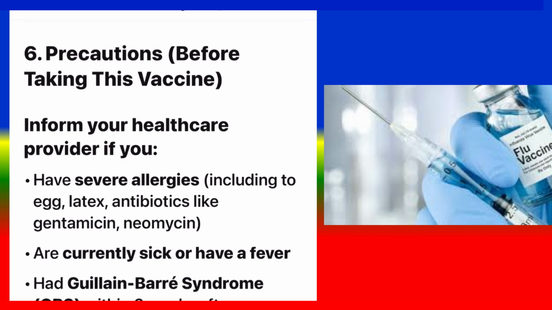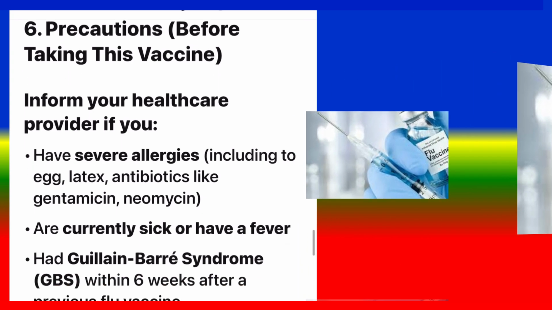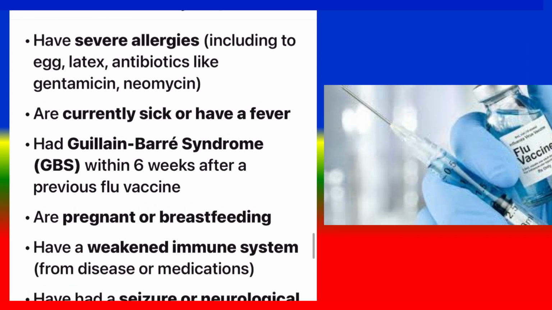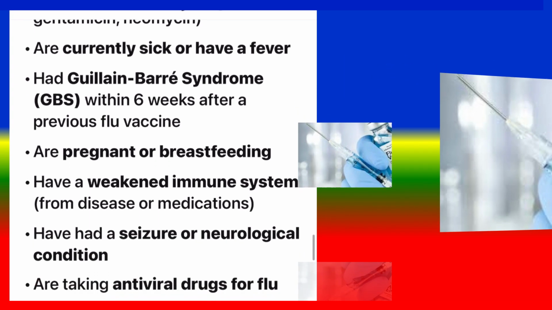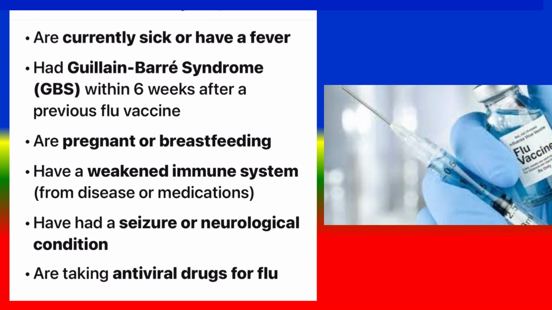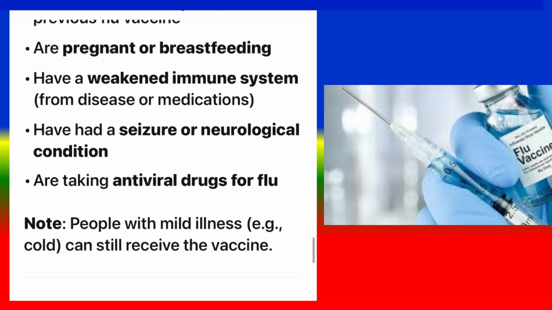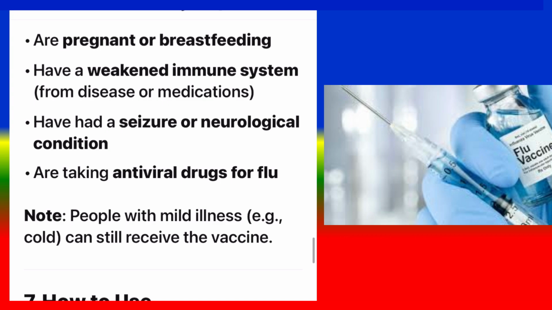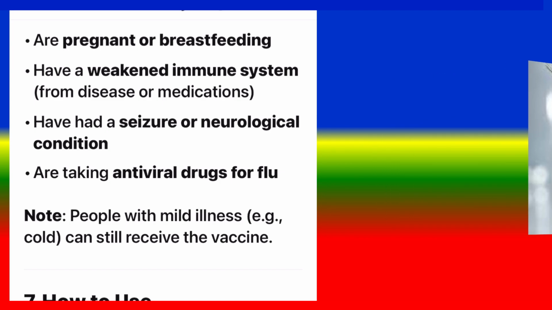6. Precautions before taking this vaccine. Inform your healthcare provider if you have severe allergies, including to egg, latex, antibiotics like gentamicin, neomycin; are currently sick or have a fever; had Guillain-Barré syndrome within 6 weeks after a previous flu vaccine; are pregnant or breastfeeding; have a weakened immune system from disease or medications; have had a seizure or neurological condition; or are taking antiviral drugs for flu. Note, people with mild illness, e.g., cold, can still receive the vaccine.